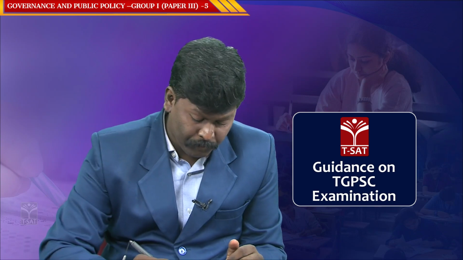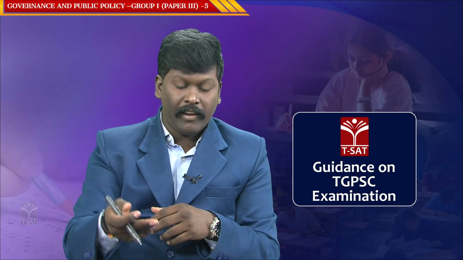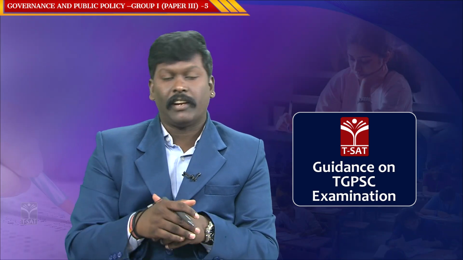Now, the executive checks the legislature. President of India is a person who summons, that is the start, and prorogues, that is stopping the parliament. The president also has the authority to send messages, motion of thanks to the legislature. In that way, the executive checks the legislature.